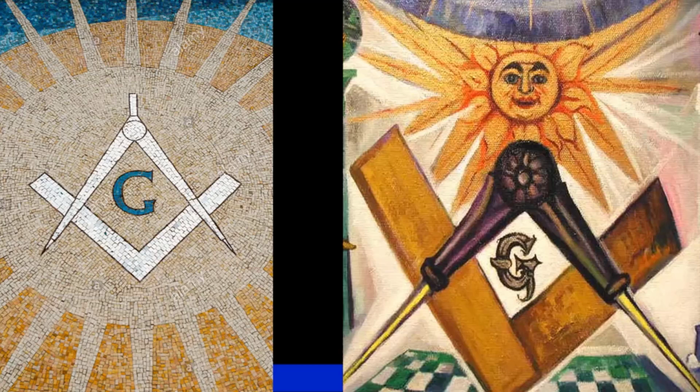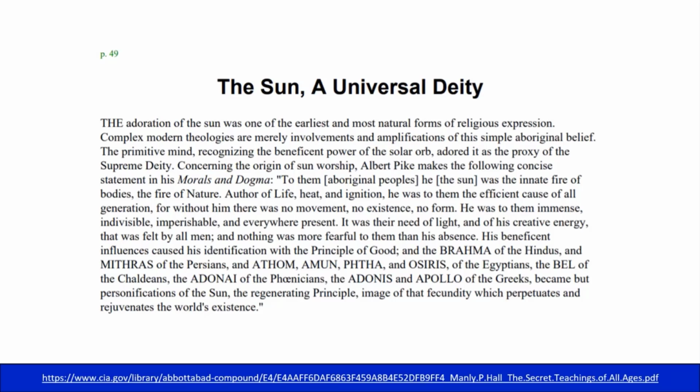Again, here's another fresco. Clearly you can tell the sun is a very important symbol within Freemasonry. The sun, the universal deity. So remember, I read this off the CIA's website. The CIA is totally aware that most of your religions are all pointing back to the same thing, either solar or lunar. It says the adoration of the sun was one of the earliest and most natural forms of religious expression. Complex modern theologies are merely involvements and amplifications of a simple aboriginal belief. The primitive mind, recognizing the beneficent power of the solar orb, adored it as the proxy of the supreme deity. Okay, we already saw that. We saw that lots of cultures adored the sun as the supreme deity.